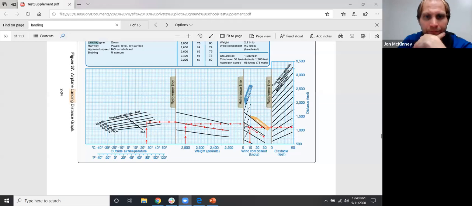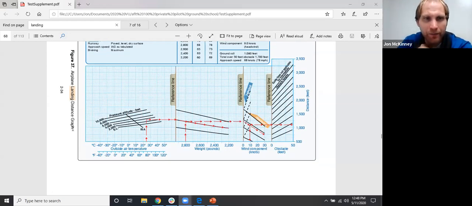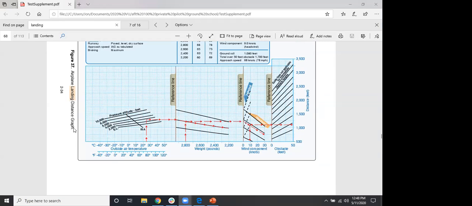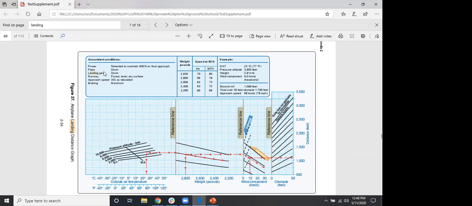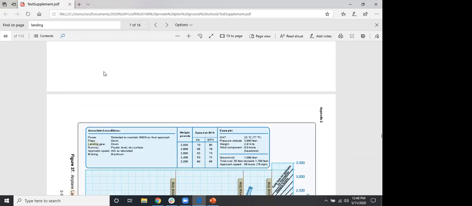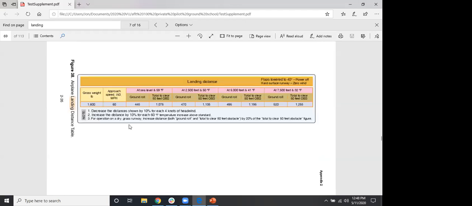So here's a picture of a figure 37 airplane landing distance. Maybe it was takeoff, but it's a really small figure, maybe a quarter of what that figure is. Here's a landing. Yes, that's it. We did one. Yes, we did, I did a problem over this.